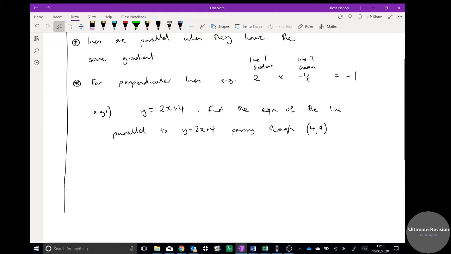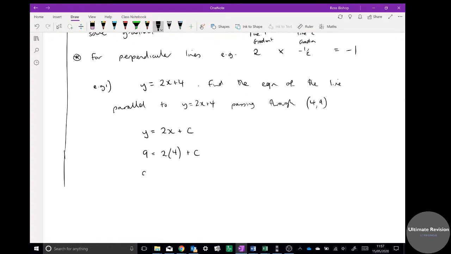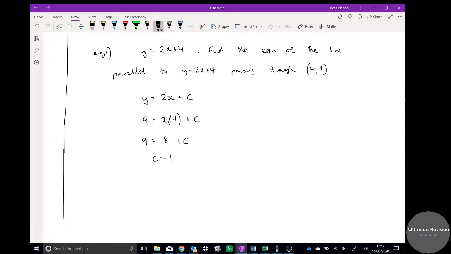I'm going to go straight in. Now I know that they're parallel, so it must have the same gradient. What's going to be different is the y-intercept. I know it's got to be y equals 2x plus c. And then I just substitute my coordinate in. I know y is 9, x is 4. So I just get 9 equals 8 plus c. C is going to equal 1. Got my answer there straight away: y equals 2x plus 1. That's going to be parallel to y equals 2x plus 4, and it also passes through (4, 9).